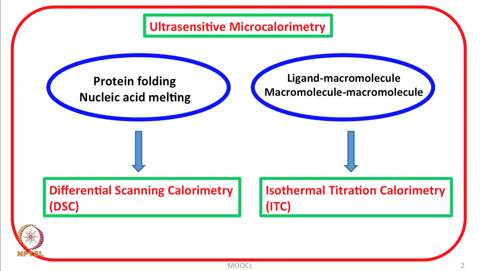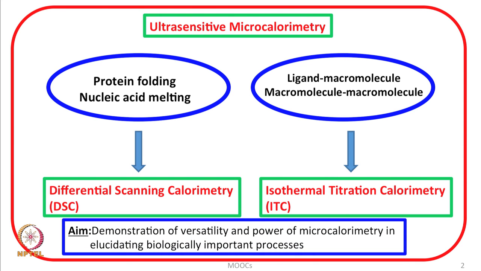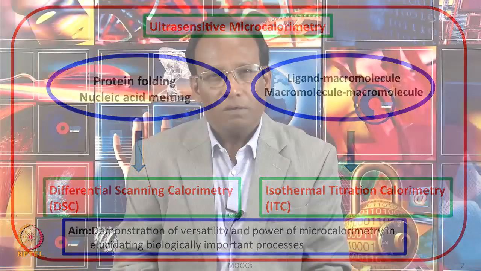So, there are two types of ultra sensitive microcalorimeters available which can address these biological issues. One is the differential scanning calorimeter and the other is the isothermal titration calorimeter. The aim of this discussion is a demonstration of the versatility and power of microcalorimetry in elucidating biologically important processes. So, let us discuss these calorimeters one by one. First, we will talk about differential scanning calorimetry.